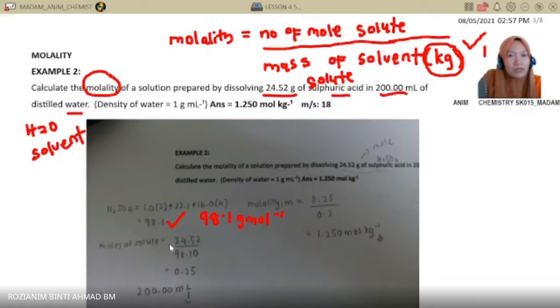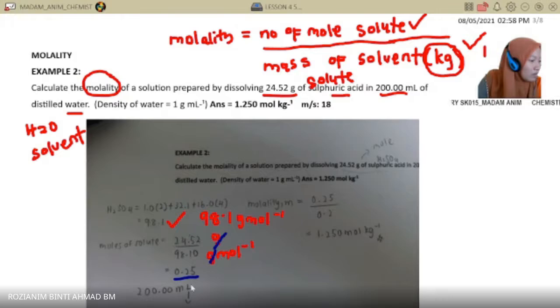Then she calculates the mole of solute. Why did your friend calculate the mole of solute? Because this is our main reference, she wants the mole of solute. So 24.52 gram over 98.10 gram per mole. When you substitute the data including the unit, we can trace that the final unit is mole. So the mole is 0.25. Is it correct? 0.25, okay.